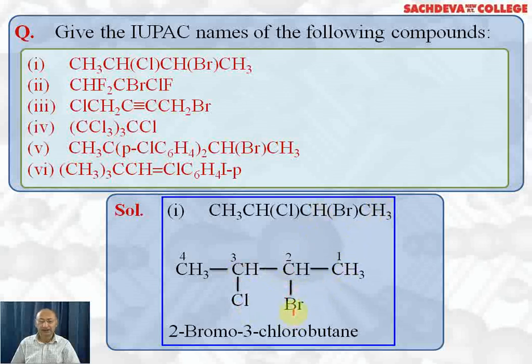So here, remember, if two halogens are equidistant, meaning if you count from this side, bromo will get 2, and if you count from this side, chloro will get 2. So when they are equidistant, they are preferred alphabetically. Bromo will be preferred over chloro. We will get 2-bromo, 3-chlorobutane as the correct IUPAC name.